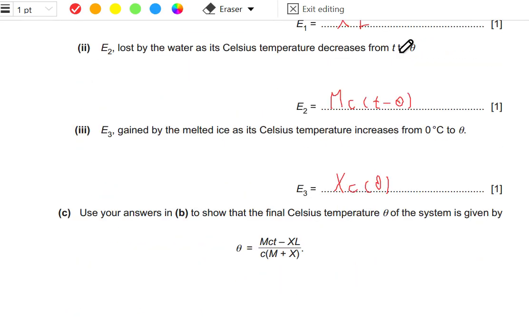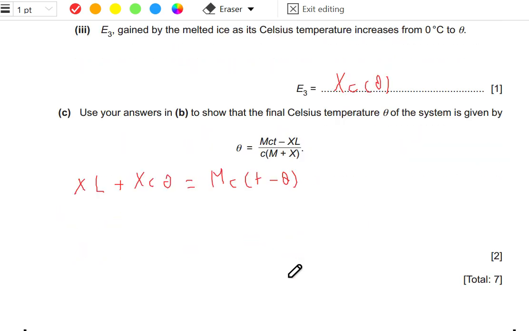So we will equate xL plus xc theta to mc times T minus theta. This is the first step. After that, we will do some math to make theta the subject. Perhaps we can take mc theta to the other side in positive, and we can bring this to the remaining term here in negative.